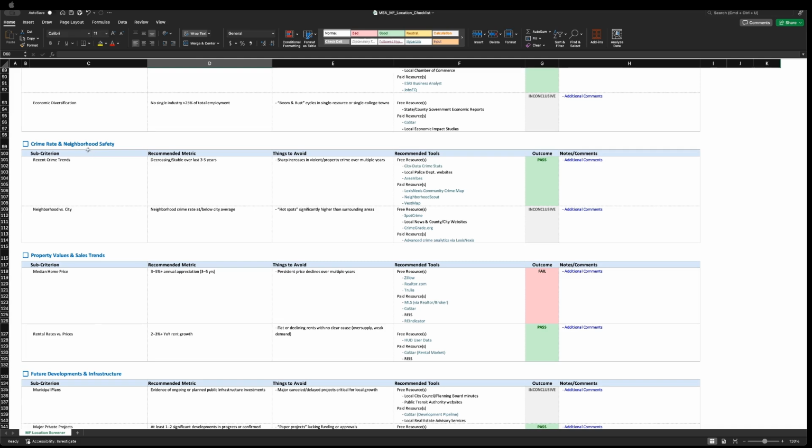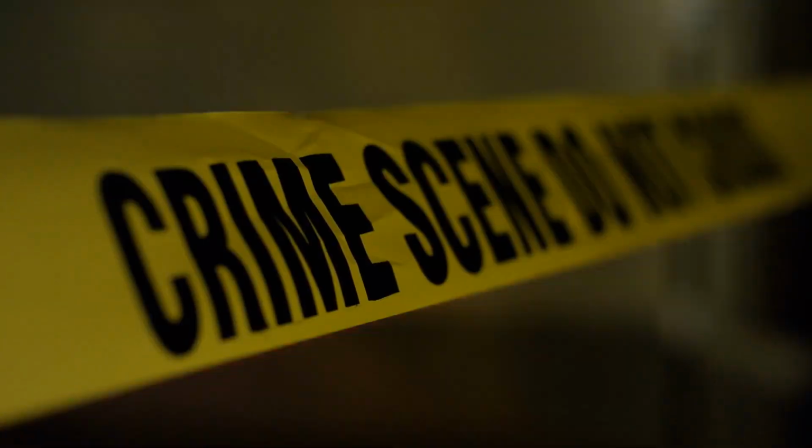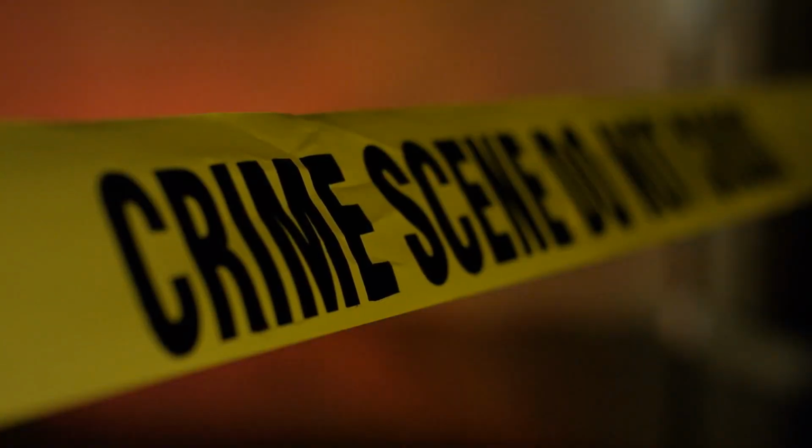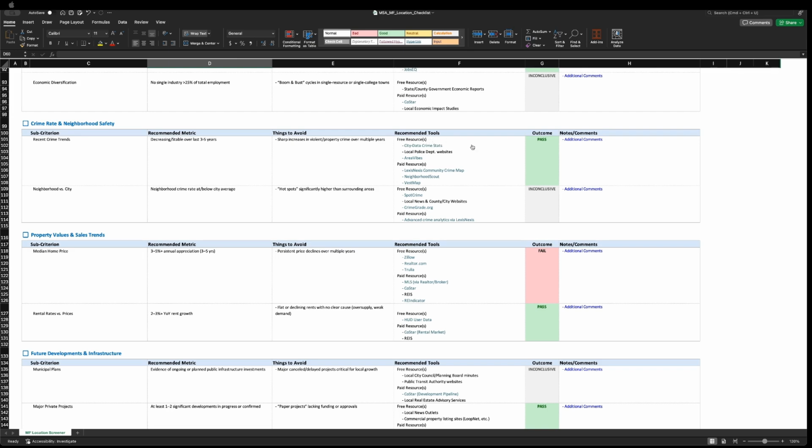You also want to look at the crime and neighborhood safety. Recommended metric when it comes to recent crime trends: decreasing or stable over the last 3 to 5 years. Avoid any area that has a sharp increase in violent or property crimes over multiple years. Free resources you can use include city data, crime stats. The links are embedded. You can click directly on that link. You can call the local police department to get more information.